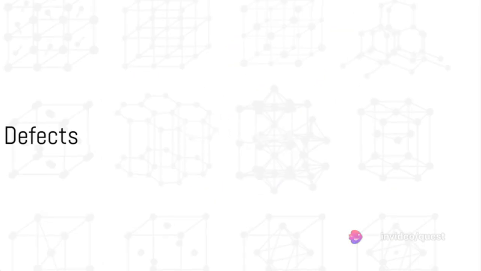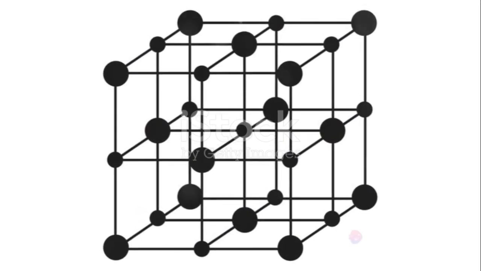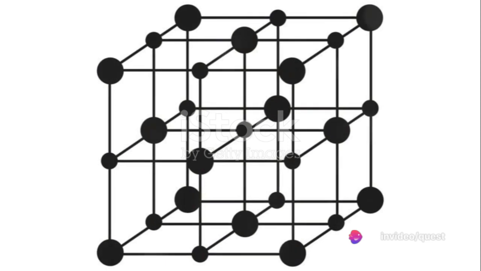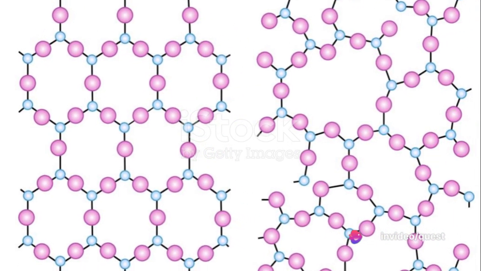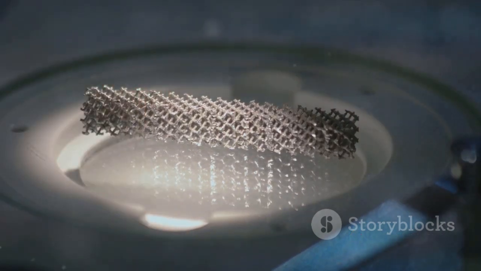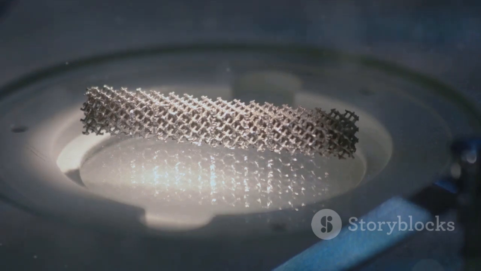Have you ever wondered why diamonds sparkle or why metals bend? The answer lies in lattice defects. Picture a perfect crystal lattice, an ordered array of atoms or molecules. But the reality is, this perfection is seldom found in nature. In fact, defects or imperfections in these lattices are what give materials their unique properties.